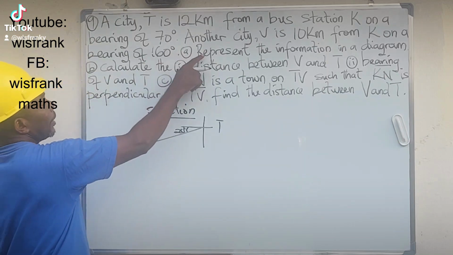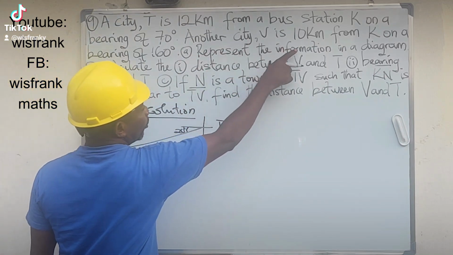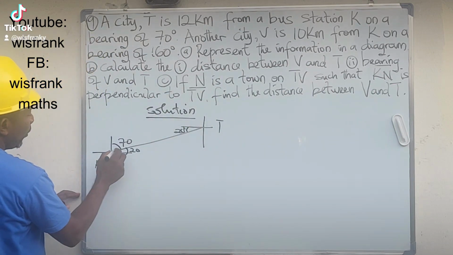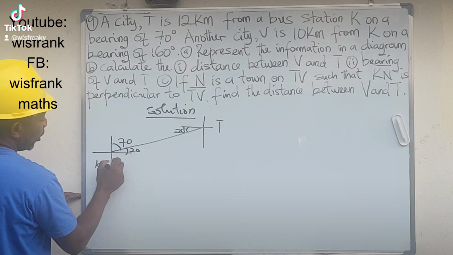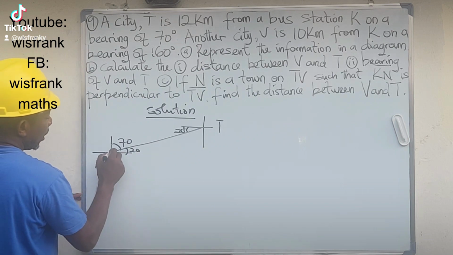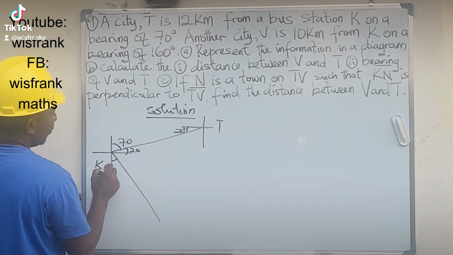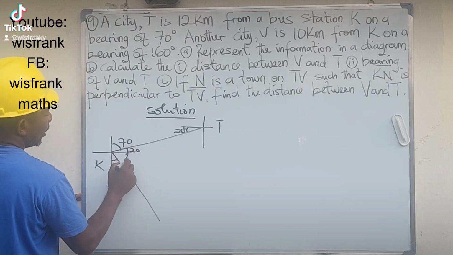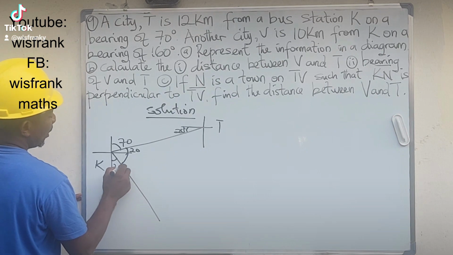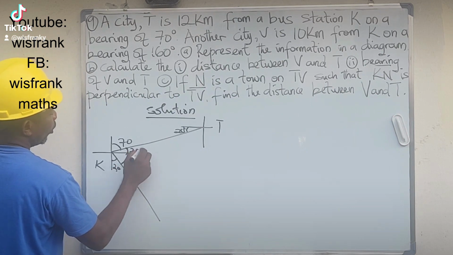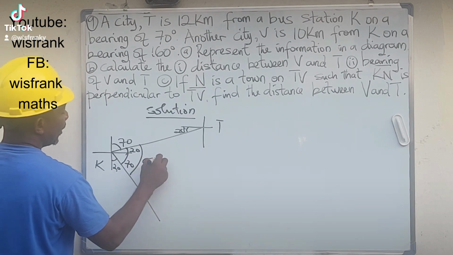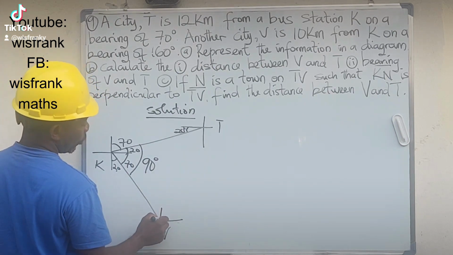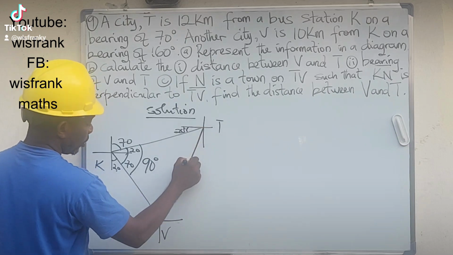Now, the next statement says another city V is 10 kilometers from K on a bearing of 160 degrees. From this point to this point is 180, so 160 will be somewhere here, and the remaining part here is 20. And we know that if this is 20, the remaining one is 70 plus 20, so the whole of this place is 90 degrees. So here, this is point V. Now we join this point to this point.